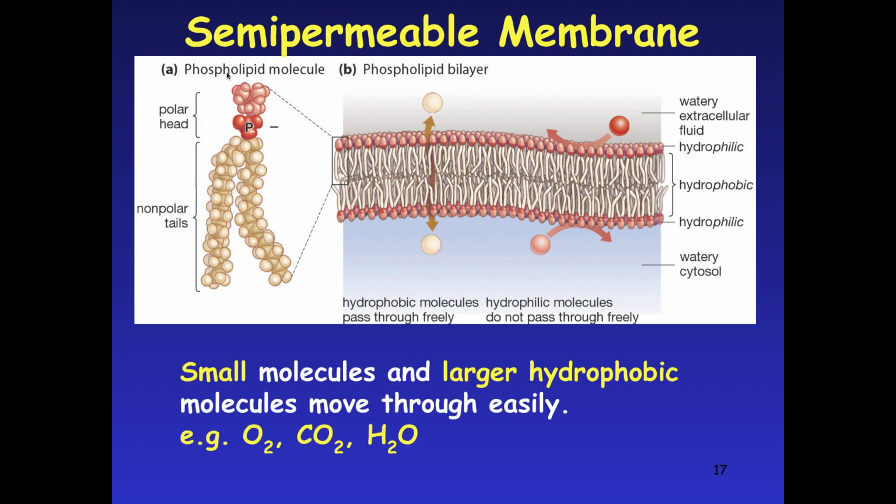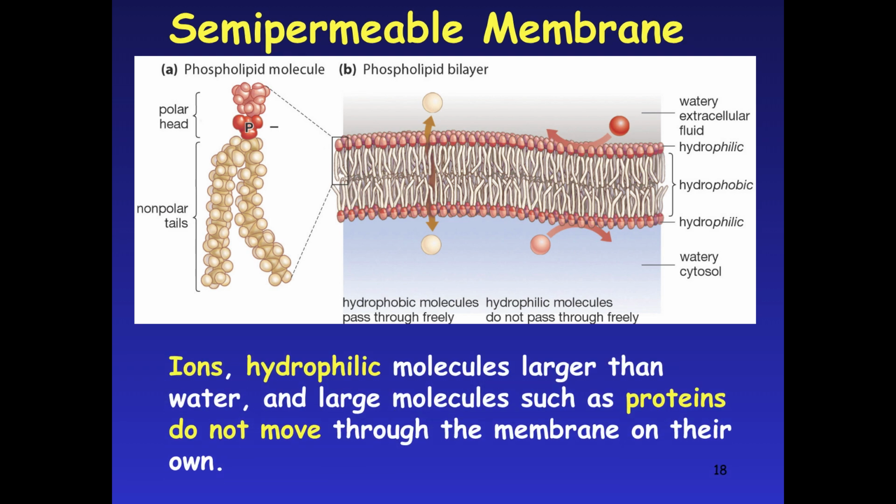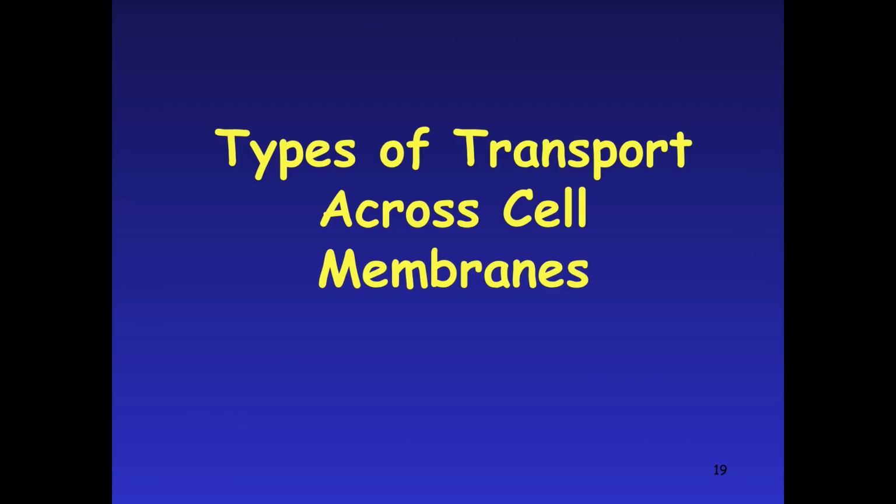Okay, so we've got small molecules and larger hydrophobic molecules can pass through the membrane easily. And we're looking at things, for example, oxygen, carbon dioxide, and water. Water is a bit of a special case that needs a little bit of help, and we'll look at that. Okay. If we've got ions or hydrophilic molecules and ones that are larger than water, or things such as proteins, they can't pass through the membrane easily, and they're going to need some help. So we'll look at the ways that they can pass through.